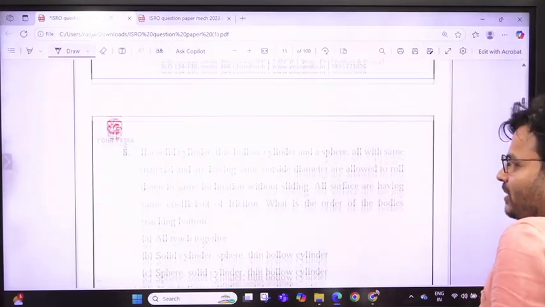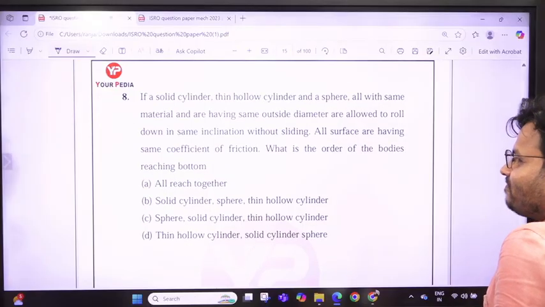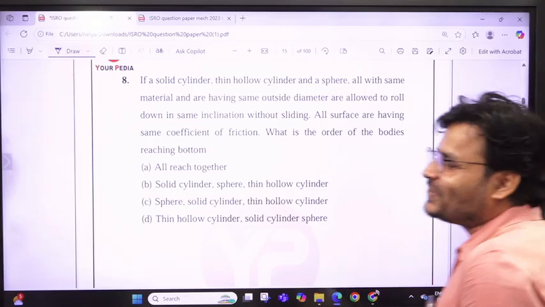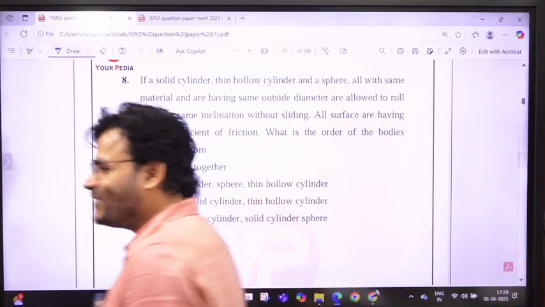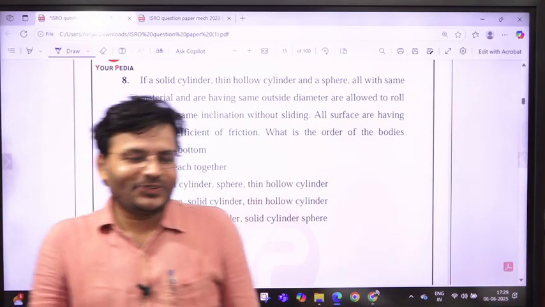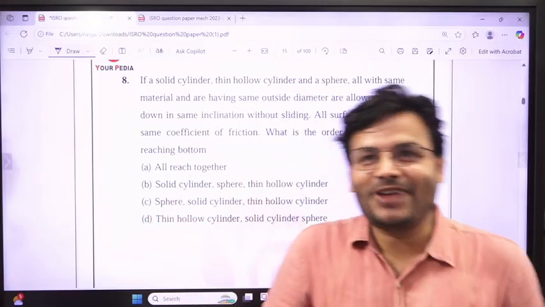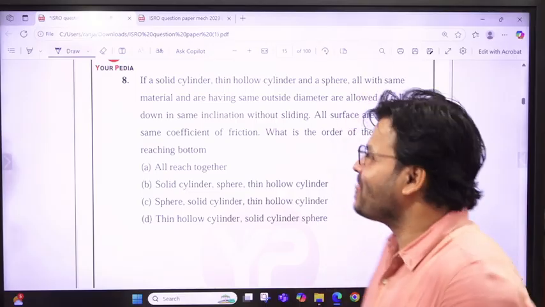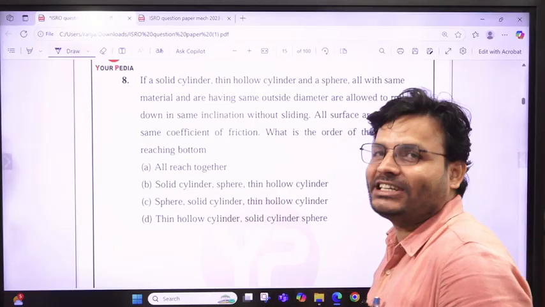Coming to the next question, my dear friends, that is also a great question here. Really, ISRO is going to ask a great question, and you know why? Because you are going to be a scientist, you have to think. See the question, it is a really excellent question.